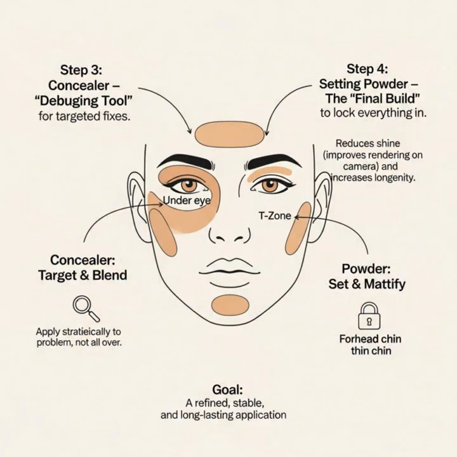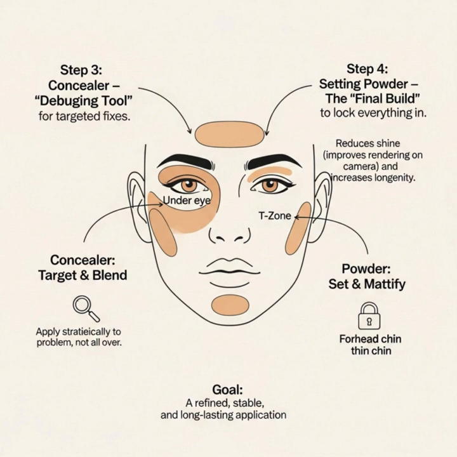With our base established, we move to the refinement phase. Think of concealer as a debugging tool. You don't apply it everywhere, you use it for targeted fixes. Its higher pigmentation is designed to address specific issues like dark under-eye circles or blemishes, essentially patching bugs in the code. You apply it only where needed, blending the edges into your foundation for a seamless integration.